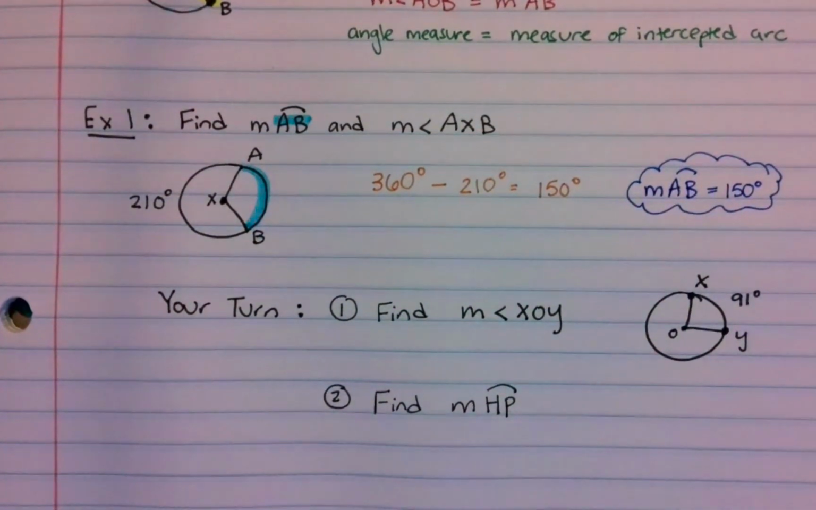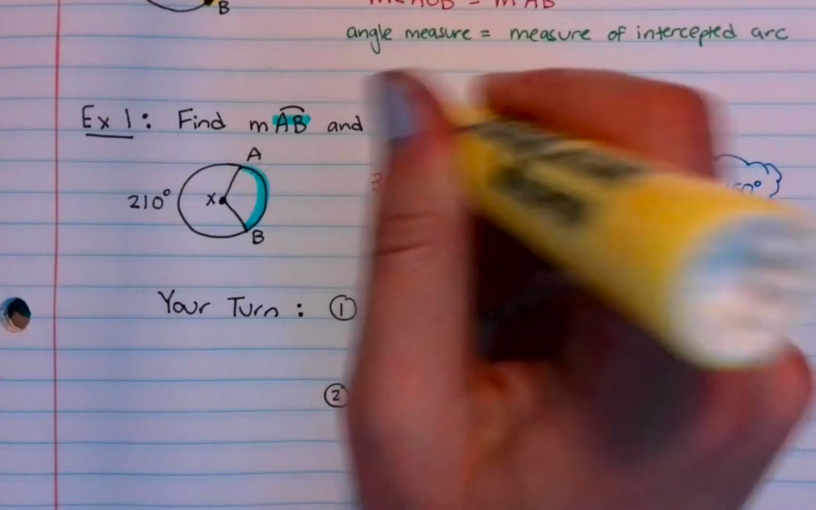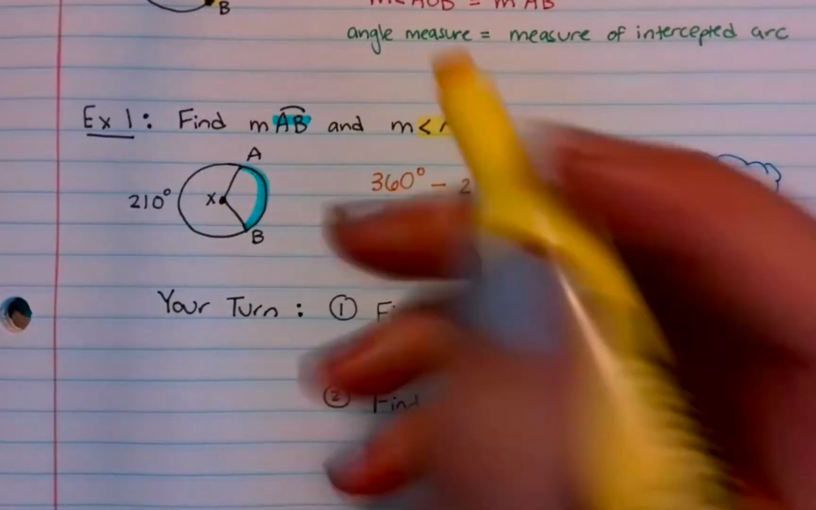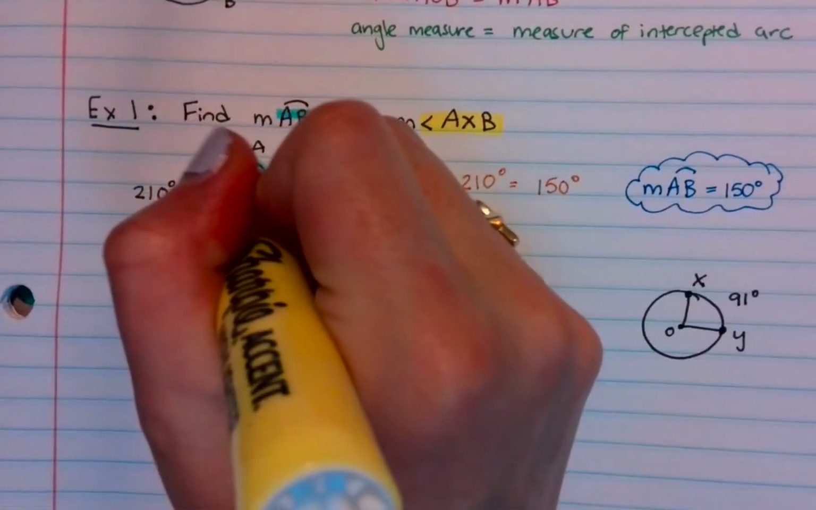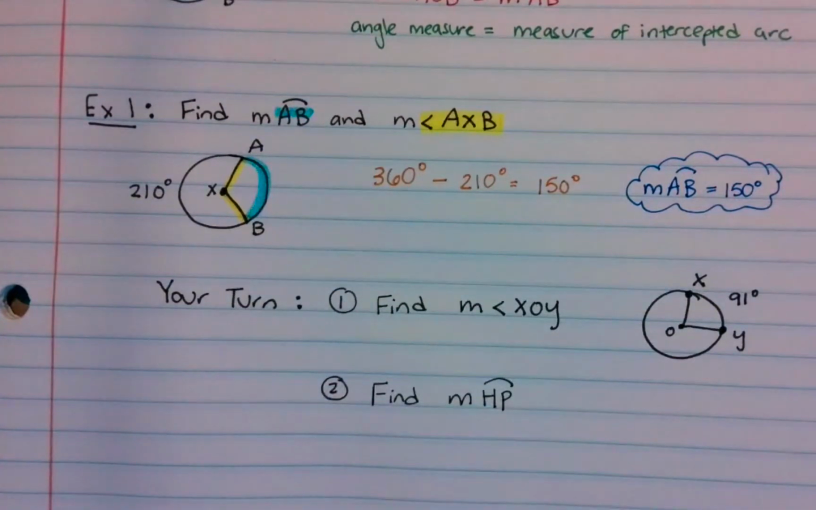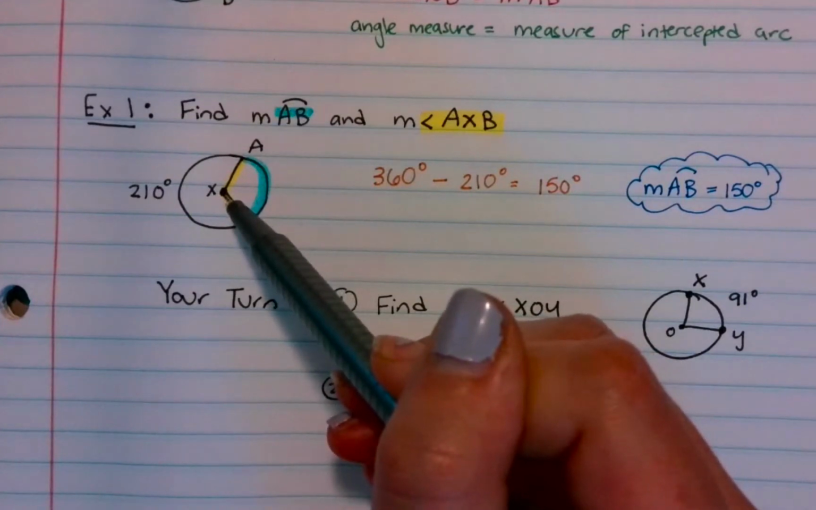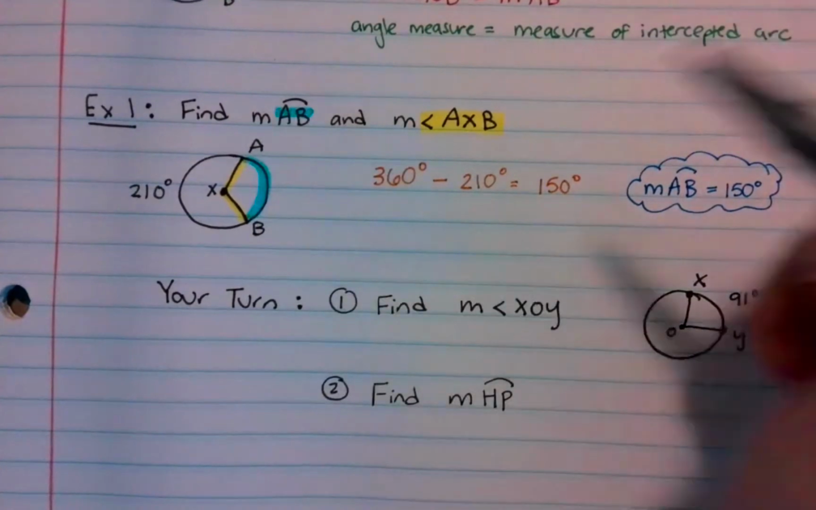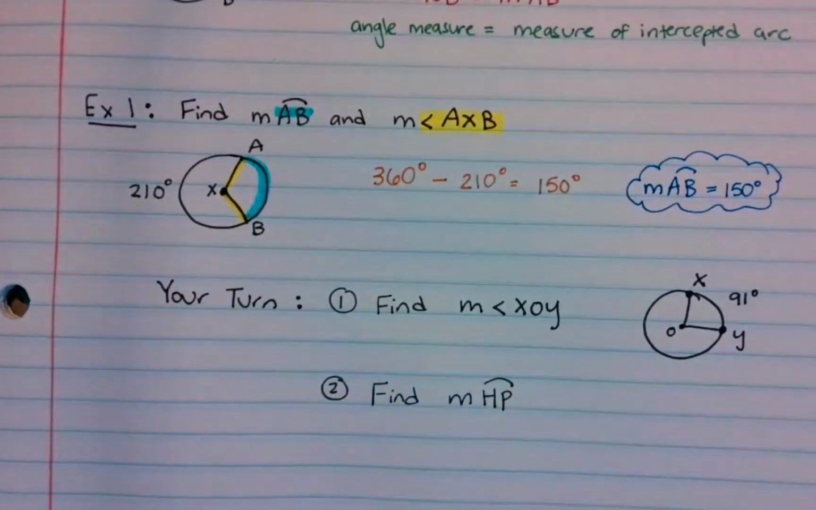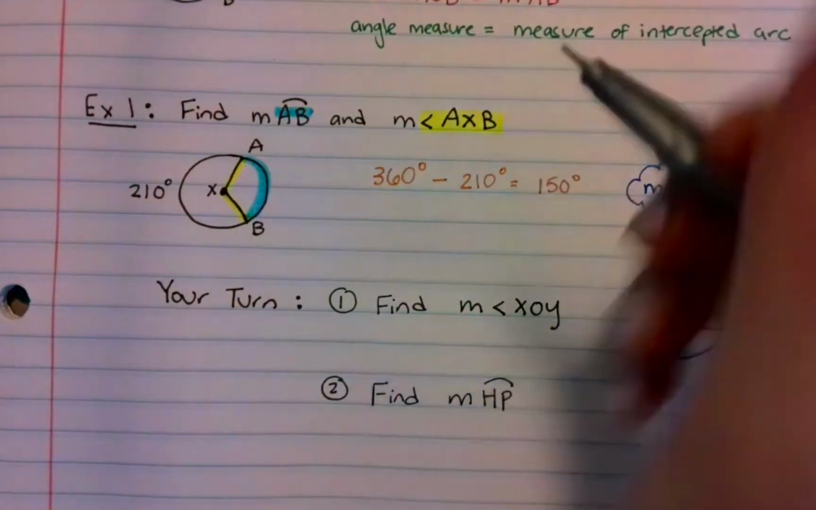Okay, and then the next thing we've been tasked with is to find the measure of angle AXB. And that, of course, is this angle here. Well, what kind of angle is that? Notice that the sides are radii, and they are intersecting at the center of the circle. That's the vertex of the angle at the center. So this is called a central angle.